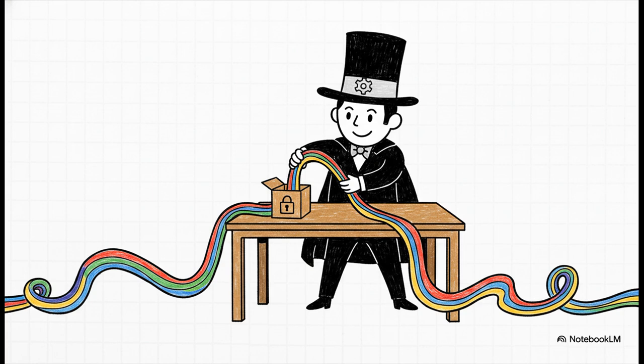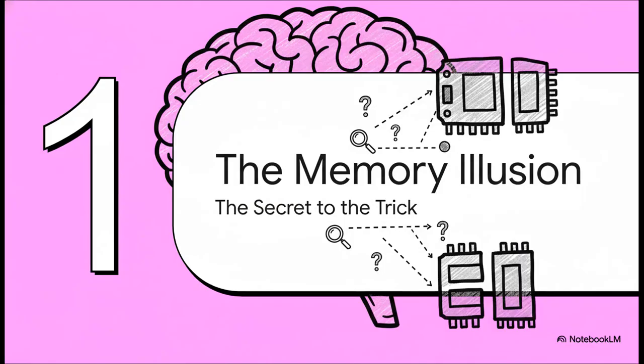Your operating system, your OS, is basically a master illusionist. It creates this perception for every single application that it has a huge, wide open space of memory all to itself, when the reality is, it's a lot more cramped. So, okay, how does this grand illusion actually work? What's the secret?